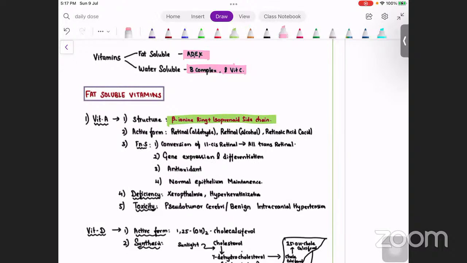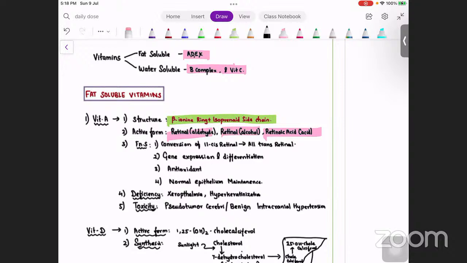The active forms of vitamin A are retinol, retinal, and retinoic acid. You have to remember this as a source. We can remember each and every vitamin like this, or maybe you can make a table with the active form, function, deficiency, and excess dose. These are the 5 areas we are going to talk about.